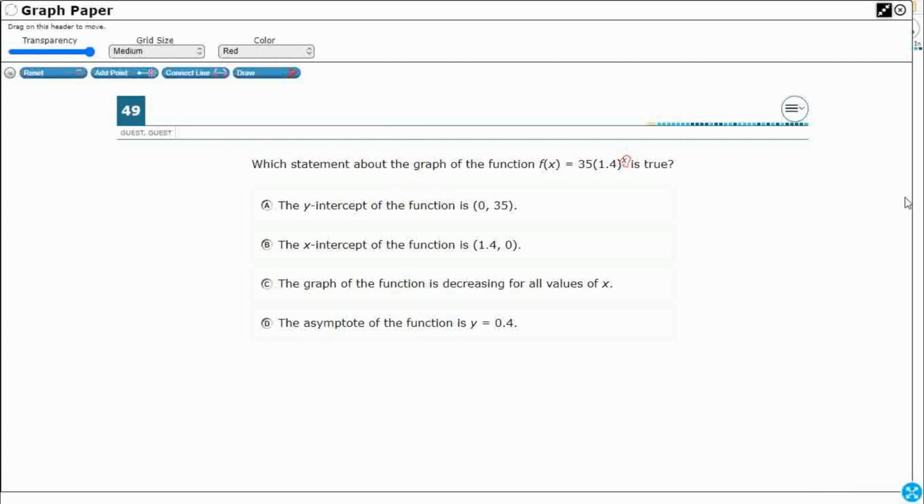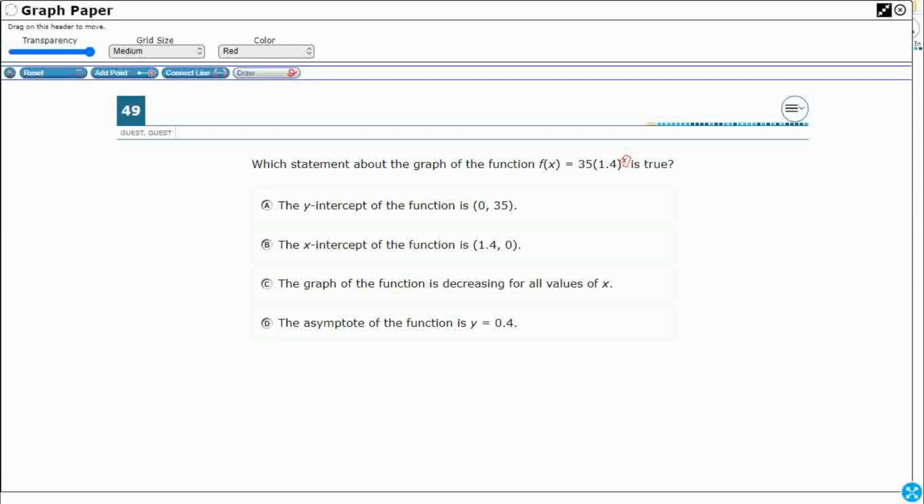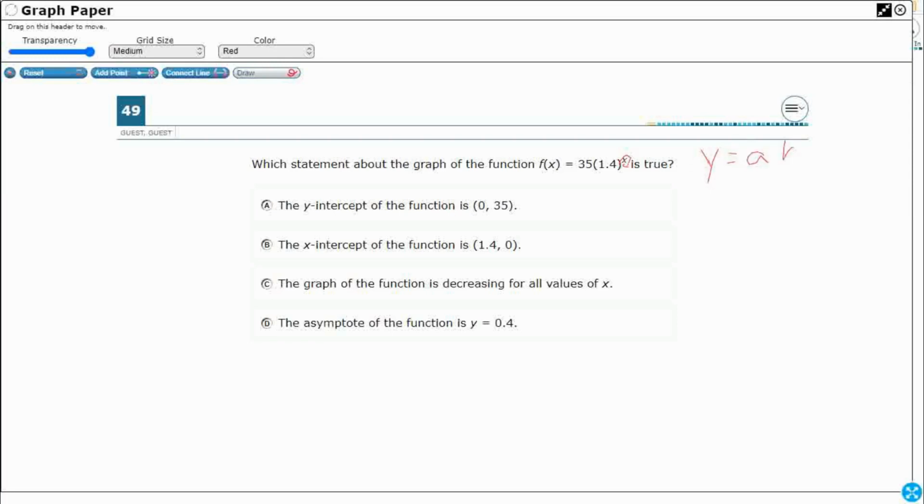So we need to find a statement that's true about this. Well, let's figure out what we know about exponential functions. First, let's take a look at our standard form. Y equals a times b to the x power. And both of those terms, the a and the b term, are going to be very helpful in describing what this graph would look like if we were to graph this.